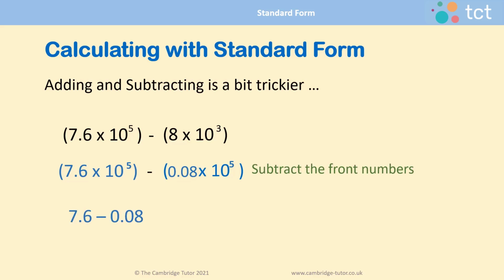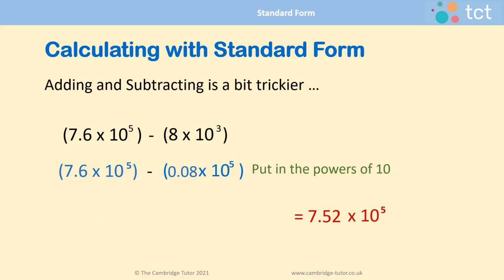Now I just use the first two numbers in my subtraction. 7.6 take away 0.08, which is 7.52. And because my powers of 10 are the same, I just add those into the answer. 7.52 times 10 to the power of 5.